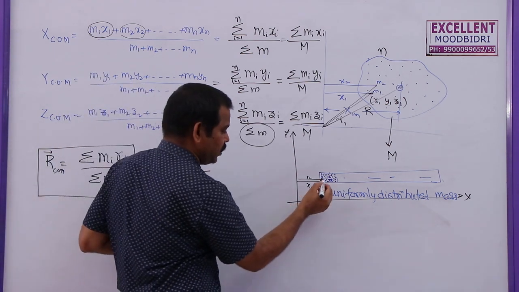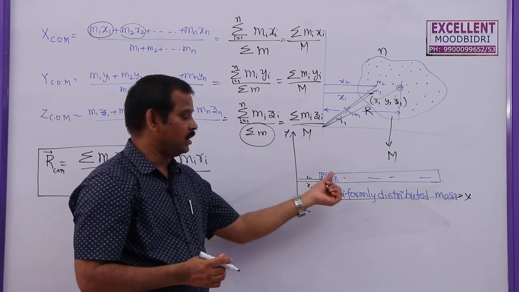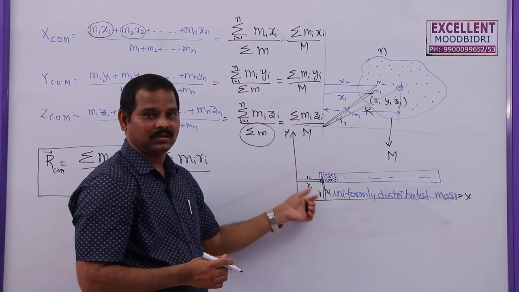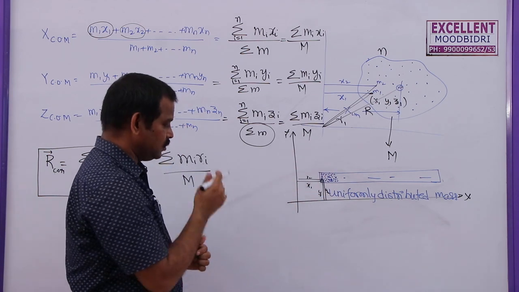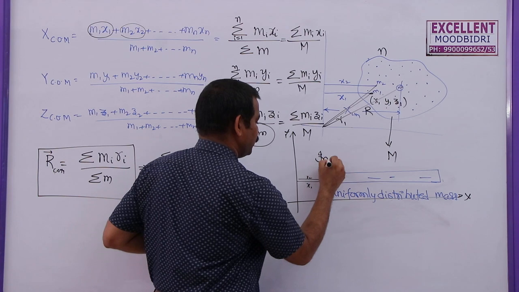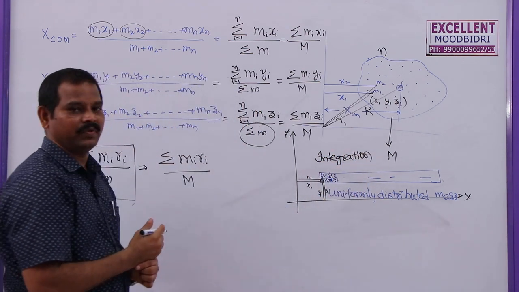Because we need to take each and every particle, multiply each and every mass with the distance from the y axis or x axis when adding them. So it is a very difficult process. That's why integration will become very easy here. The process of integration is very easy.